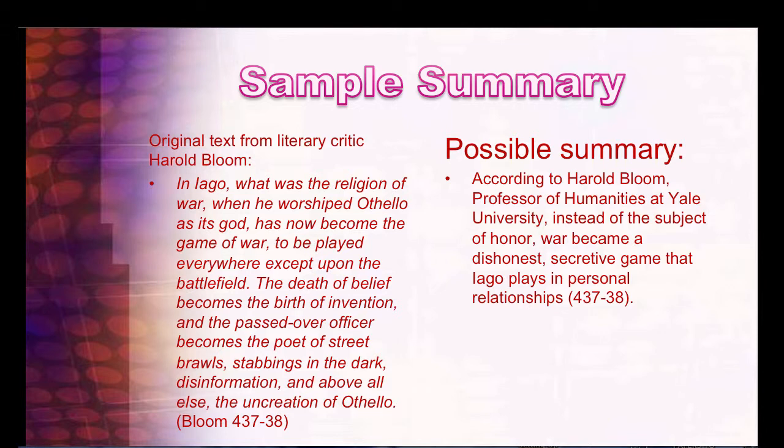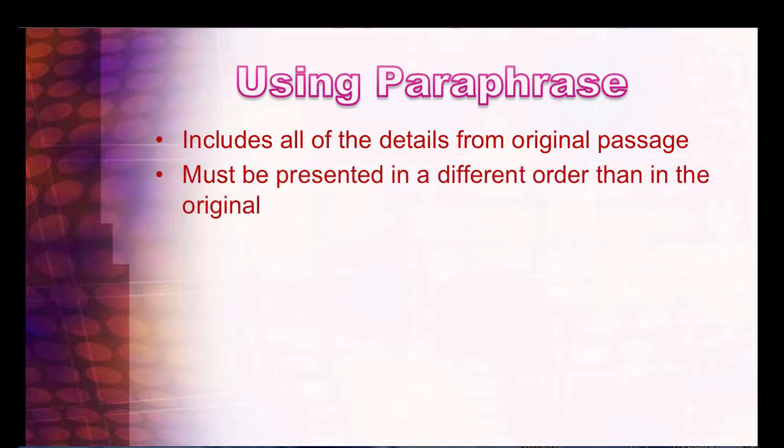Okay, now let's talk about paraphrase. A paraphrase, unlike the summary, includes all of the details from the original passage. So you would use this when there is a passage in a source that provides some details about data, and you want to use all of the details. Now, the details have to be presented in a different order than they are presented in the original. Otherwise, you are actually plagiarizing a source's organization.